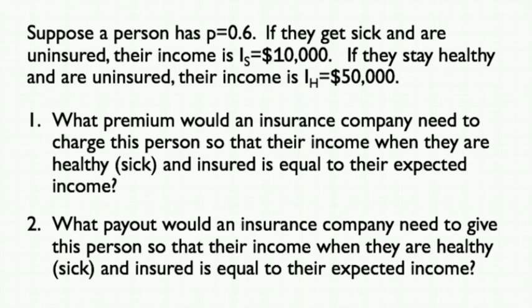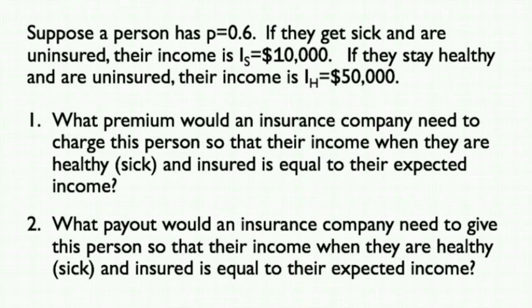For the exercise today, I'm going to have you answer 2 questions, and the purpose of this is to have you practice solving for R and Q. So the scenario I want you to think about is, suppose a person has P equal to 0.6. If they get sick and are uninsured, their income, IS, is $10,000. If they stay healthy and are uninsured, their income is IH equal to $50,000.